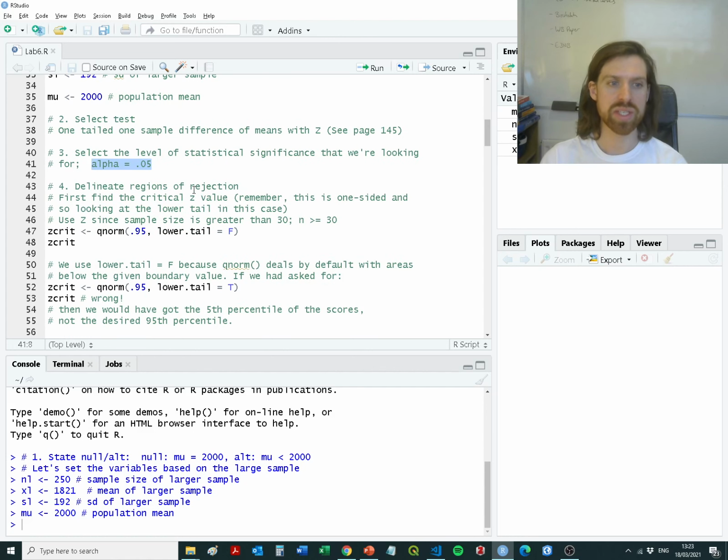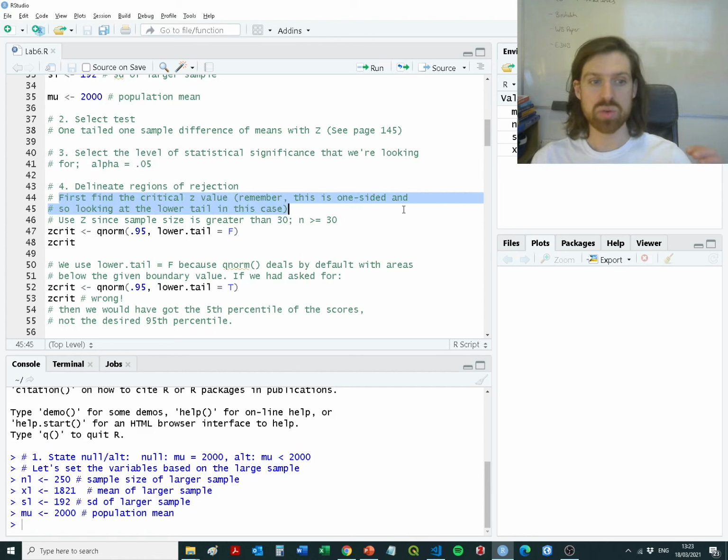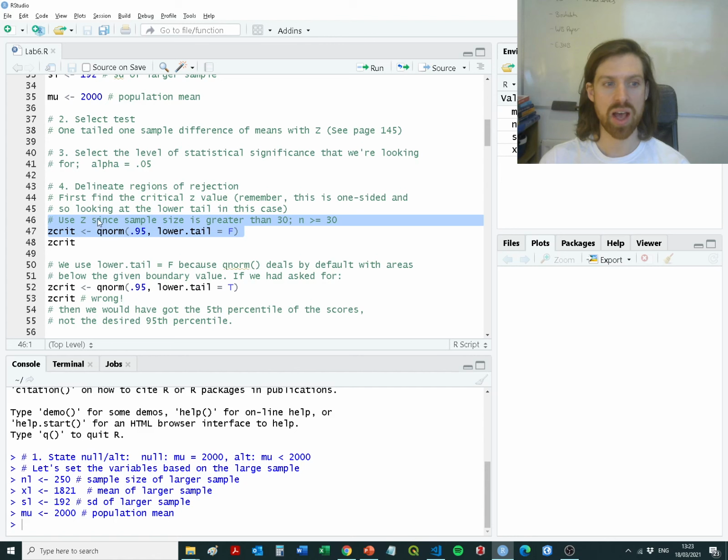Then we need to delineate the regions of rejection. Okay, so first we need to find the critical Z value. So remember, this is one-sided, so we're just going to look in one end of the tail. As I've already mentioned, we're going to use Z because we've got a large enough sample size.